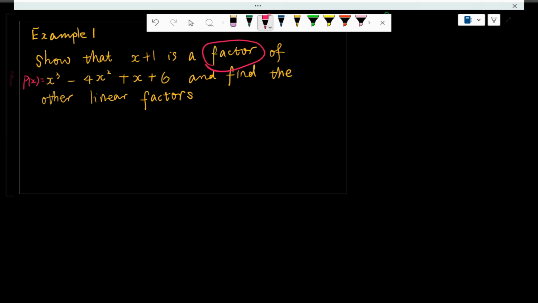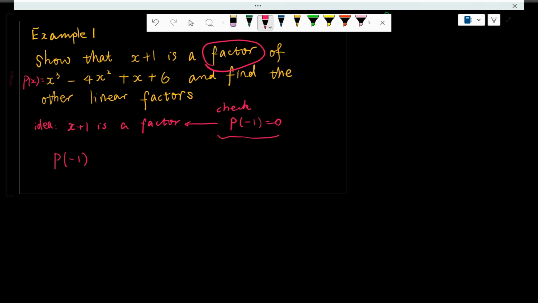Based on the factor theorem, if x plus 1 is a factor, then we will have p of -1 equals 0. So this one is our idea. Then we are going to check whether p of -1 equals 0 to determine whether x plus 1 is a factor or not. Now we are going to do it in this way.